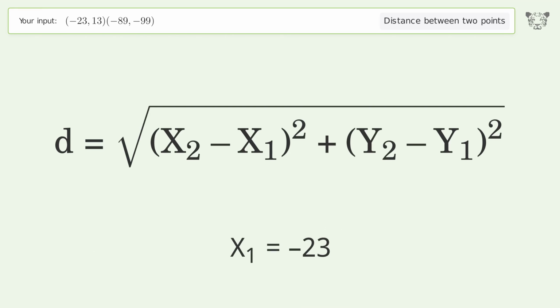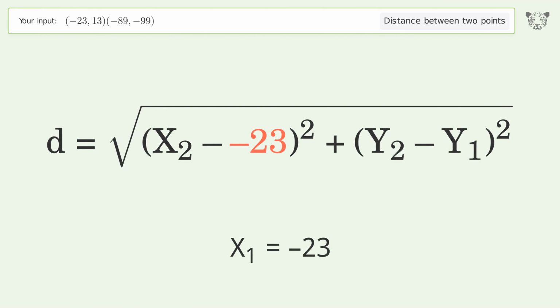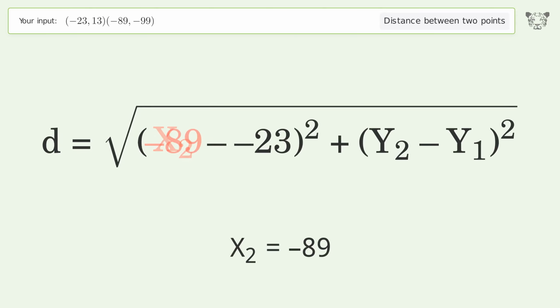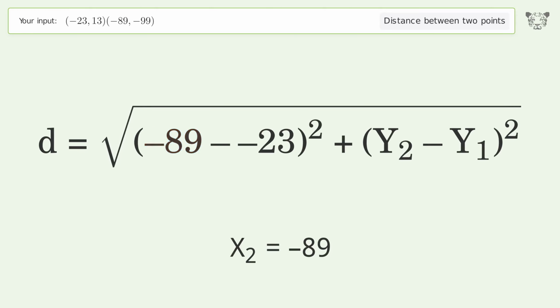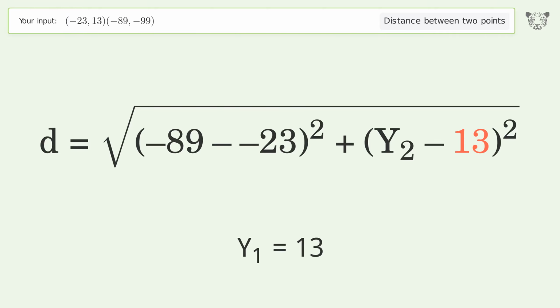x1 equals -23. x2 equals -89. y1 equals 13. y2 equals -99.